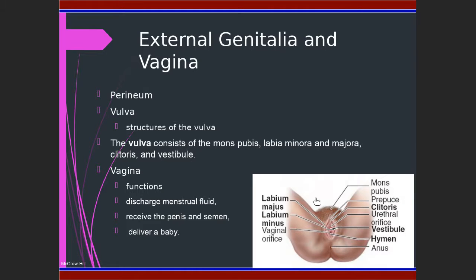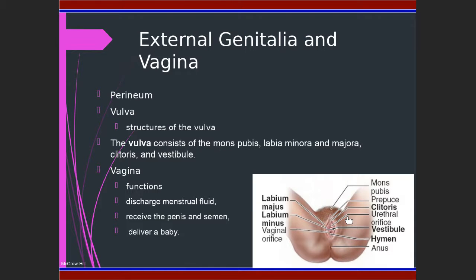The vulva is basically the outside genitalia, okay? It consists of the mons pubis, which is right here, and it's called mons pubis. Mons means mountain, and pubis refers to the pubic bone. So this is the part in front of the pubic bone that has pubic hair, okay?